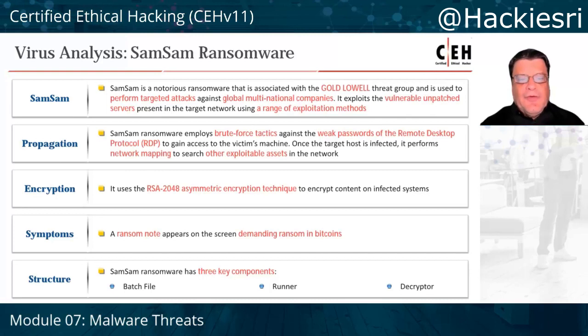Encryption. It uses RSA 2048 asymmetric encryption technique to encrypt content on infected systems. This is a very strong encryption technique, therefore making the possibility of decrypting your data next to zero. Symptoms. A ransomware note appears on the screen demanding ransom in bitcoins in typical cases. Structure. SamSam ransomware has three key components: a batch file, a runner, and a decryptor.